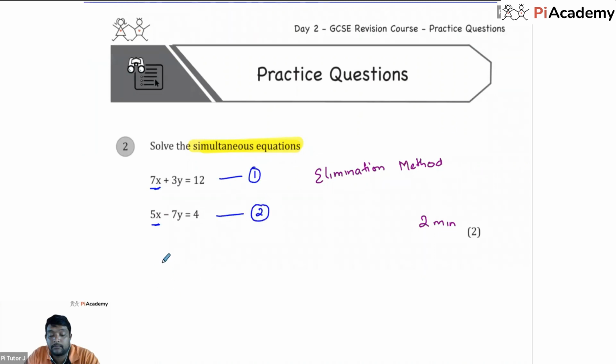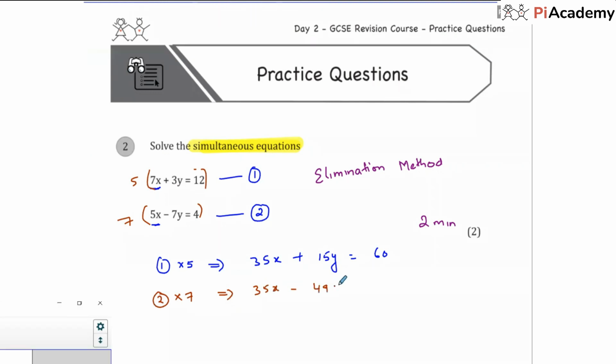So let's multiply equation 1 times 5. That gives you 7 times 5 is 35x plus 3 times 5 is 15y is equal to 12 times 5, which is 60. I'm multiplying this whole equation with 5 and this equation with 7. So equation 2 with 7: 5 times 7 is 35x minus 7 times 7 is 49y is equal to 7 times 4, which is 28. Right?